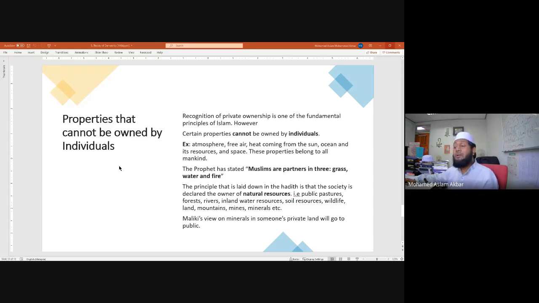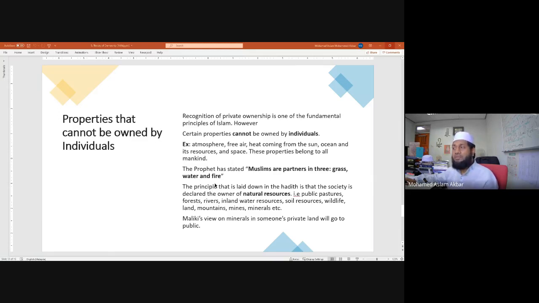According to Sharia, the Prophet ﷺ said, Muslims are partners in three. See, he said Muslims are partners in three, which means it's a public property. Number one, grass. You can call it all those natural resources, all those greeneries, the forest, the trees, all these are actually public properties. Water, all the lakes, all the rivers, the wells, also all the dams, the entire ocean belong to everybody. Also the fire.